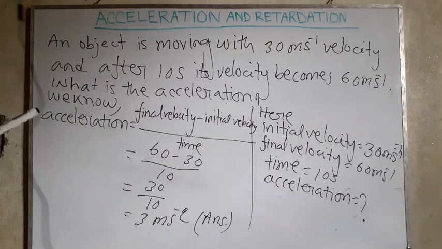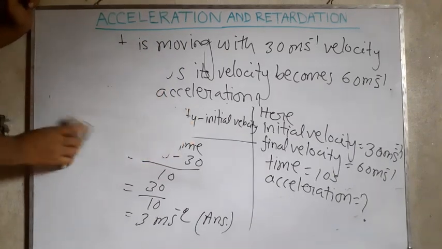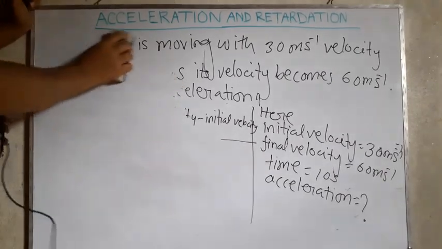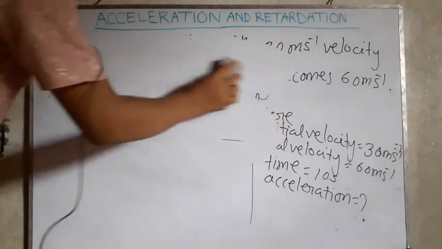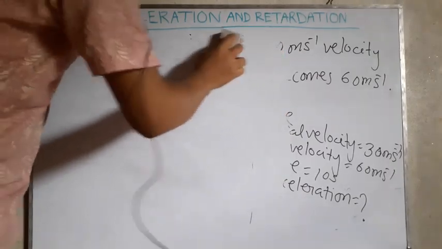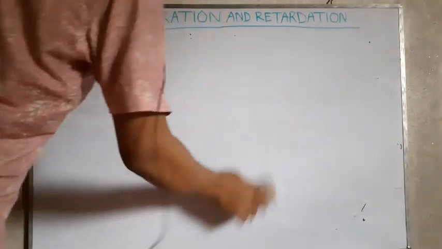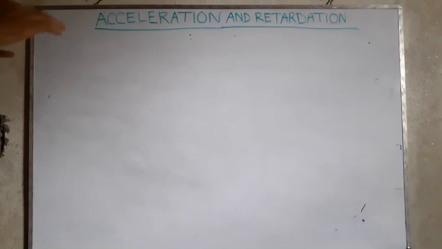Now we will discuss retardation. Suppose instead of pressing on the accelerator, the motorcycle driver pressed on the brake, then what will happen? In this case, the velocity of the motorcycle will be decreased. We know if we press on the brake of a vehicle, then its velocity will be decreased.